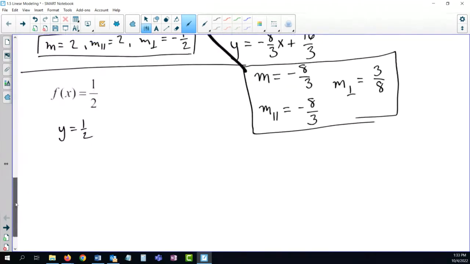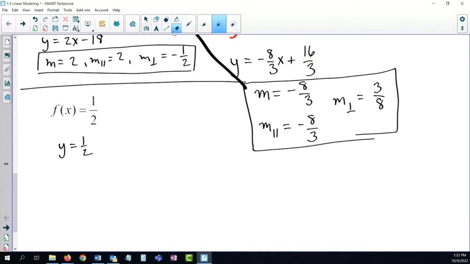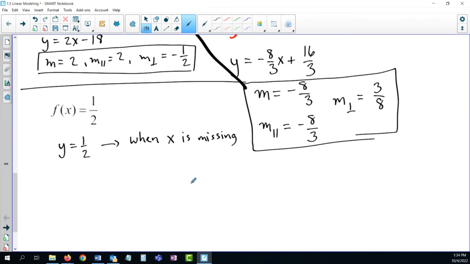Anyway, f of x is fancy y, so this is y is equal to 1/2. And what am I supposed to do with that? Okay, well, what's the slope of this line? Well, it's y equals 1/2. That is a special kind of line. Okay. What's missing here? X is. When x is missing, and you just have y, you'll end up solving for y.